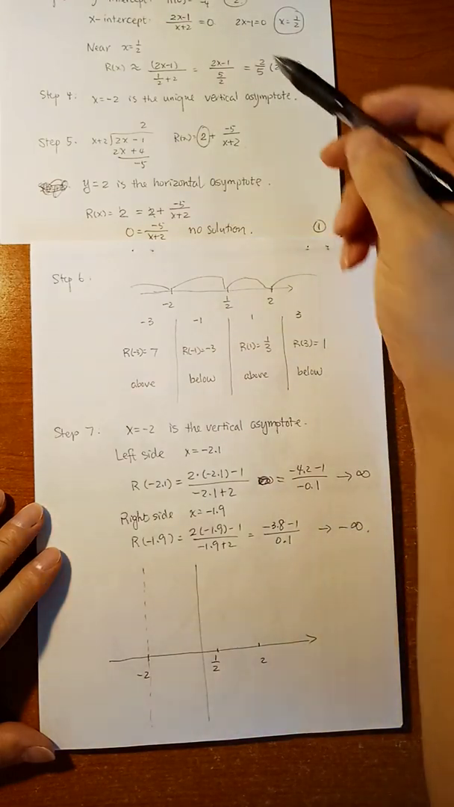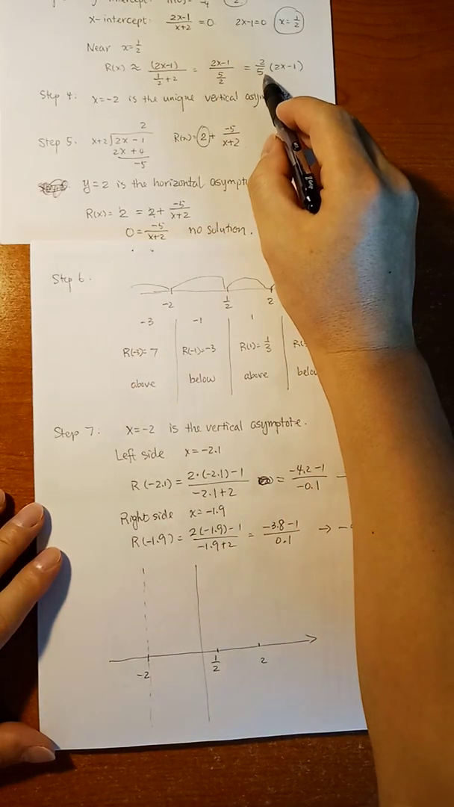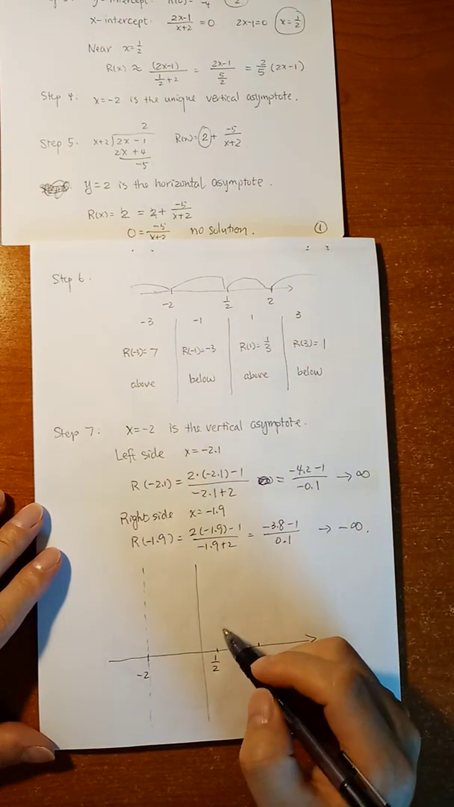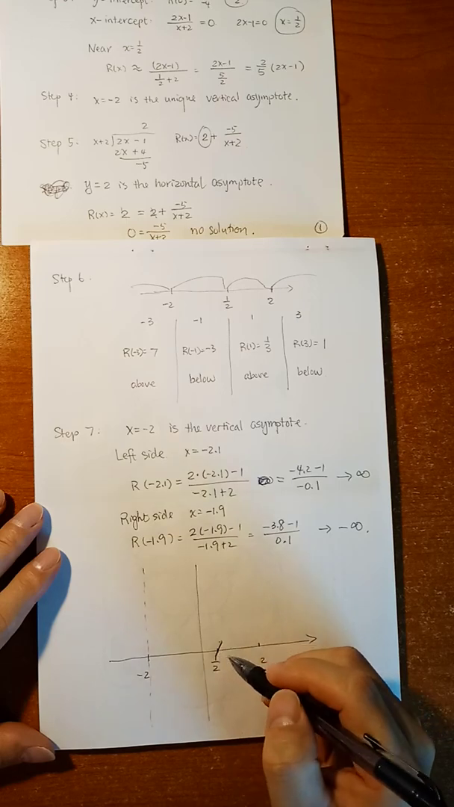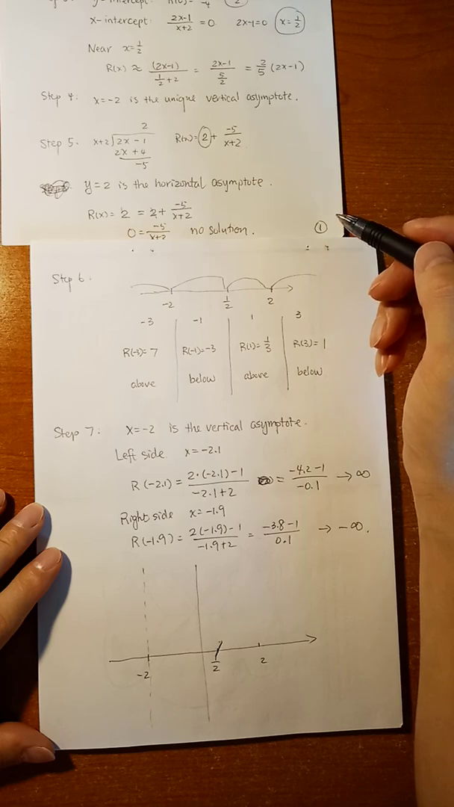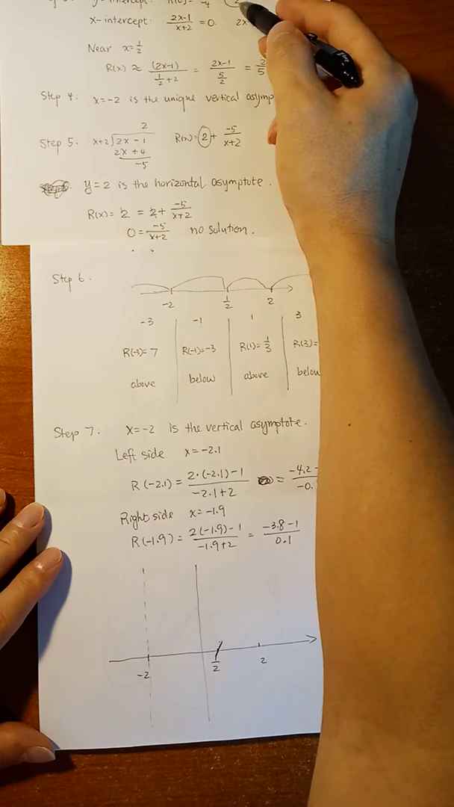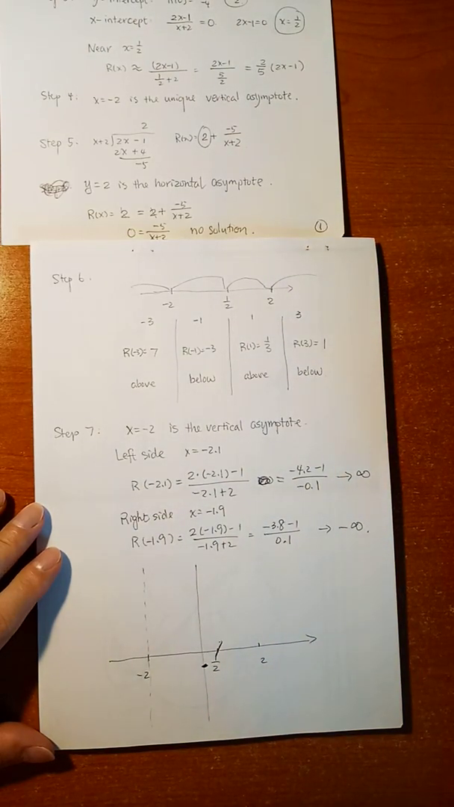Where is the 0? X-intercept. The x-intercept is 1/2. At 1/2, it is a straight line crossing with a positive slope. So it's like this. And the y-intercept is negative 1/2. Okay, so that's what we have so far.